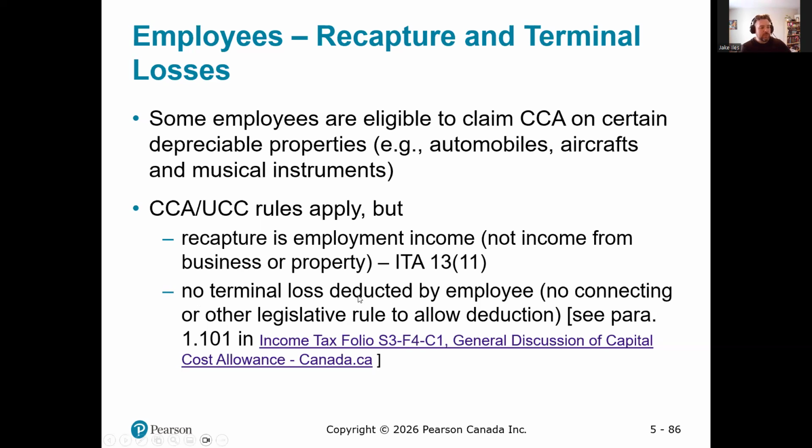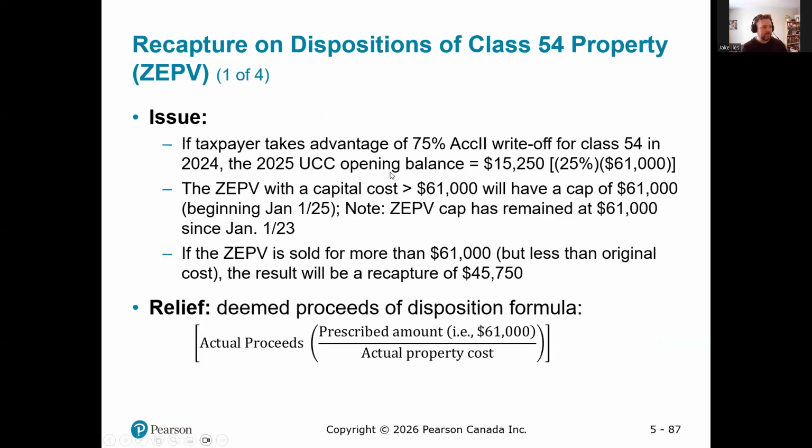We don't have terminal loss deducted by employees. When we sell an asset, that terminal loss is supposed to recognize a reduction in value that should have been reflected in income. When an employee has their own property, that additional UCC that's left is considered to have been used personally. So it doesn't get subtracted from income. So employees will still handle recapture, but not claim terminal losses.